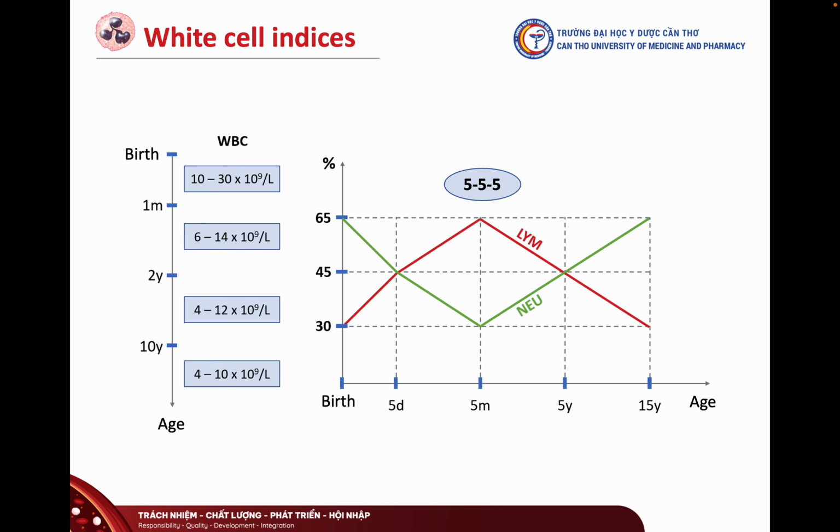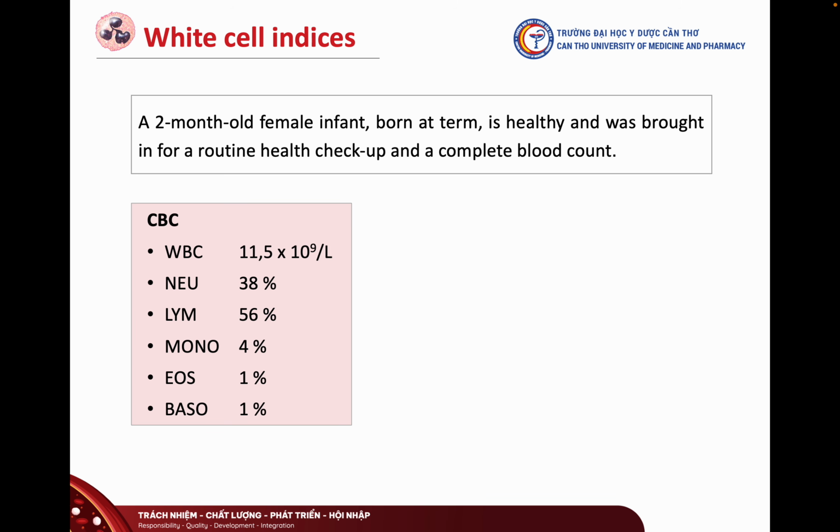So back to our infant case. A 2-month-old should naturally have lymphocyte predominance, not neutrophils, and their white blood cell count can still be slightly above the adult range. Now, that reveals how the white cell composition shifts with age.